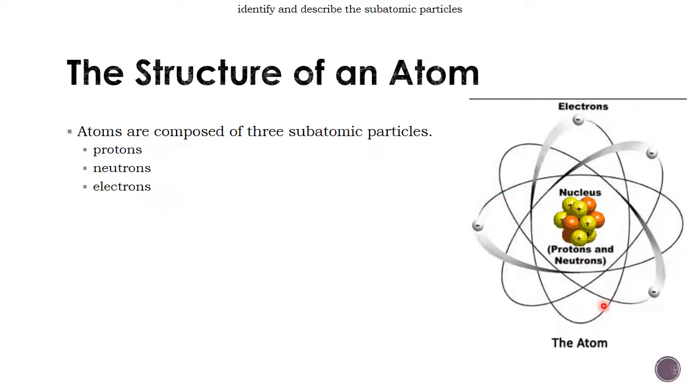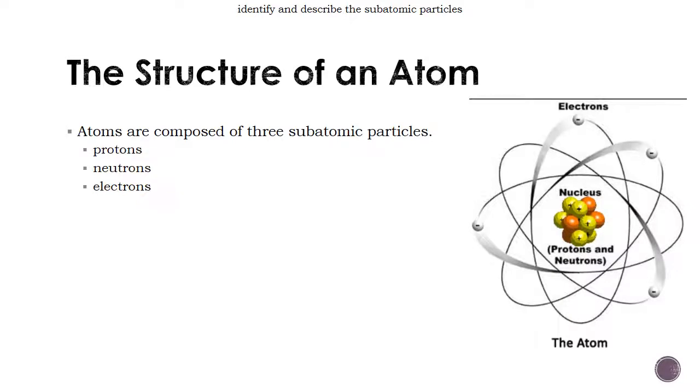Now this particular model, and this is very common in pictures of models of atoms, shows the electrons as going around the nucleus in a circle. We know now that electrons don't actually orbit the nucleus like, say, the Earth orbits the Sun. But it is a useful image, because it does express the idea that the electrons that we see here are outside of the nucleus, and the protons and neutrons are inside the nucleus.